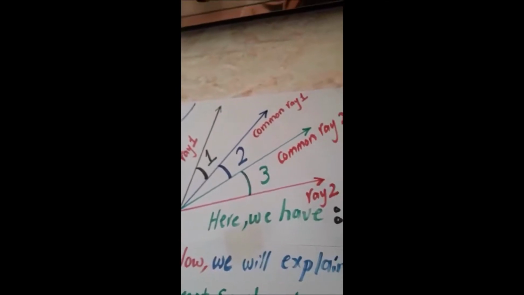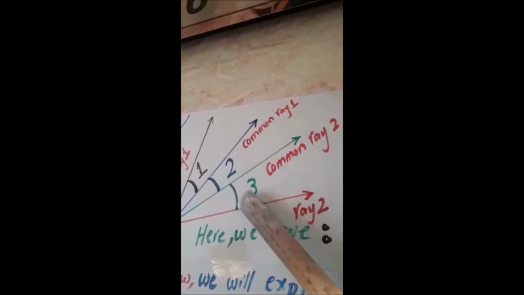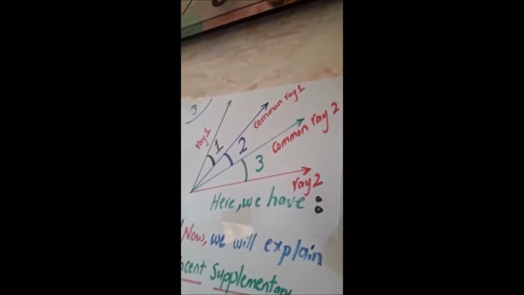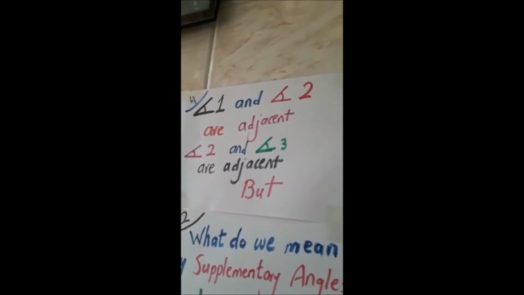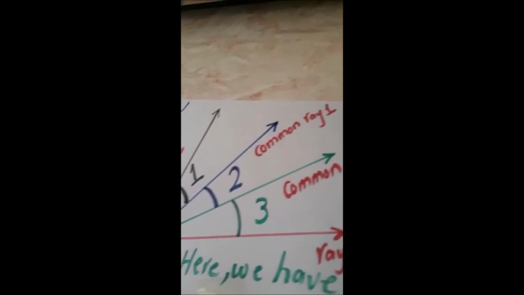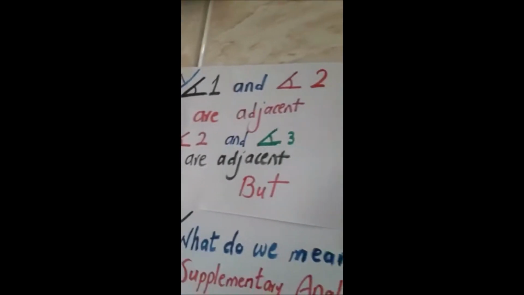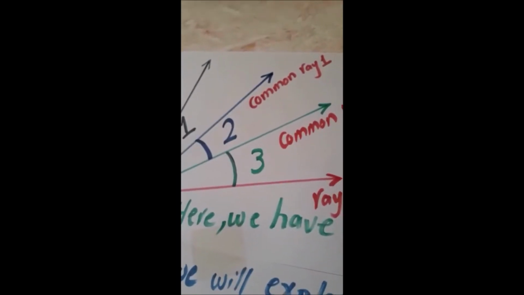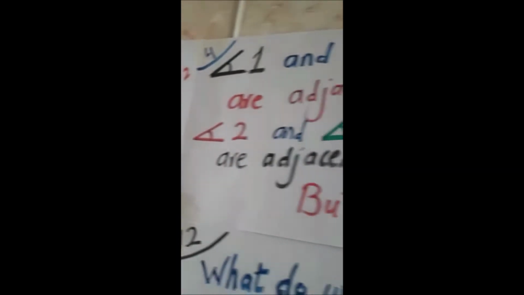Let me go to another example. Here again, we have three angles, 1, 2, and 3. Also we have ray 1 and ray 2, and we have the common ray between them. So here, what we can say, angle 1 and angle 2 are adjacent, yes, as you see, the common ray is between them. And also angle 2 and angle 3 are adjacent, excellent guys.